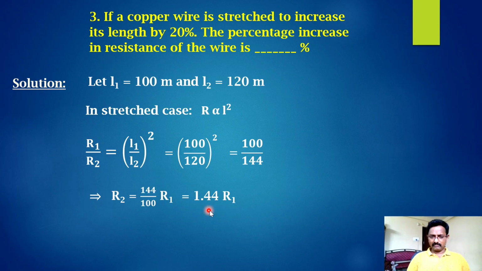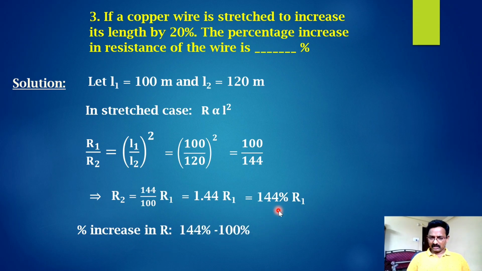So if you multiply with 100, we will get 144 percentage of R1. Now percentage increase in resistance, that is 144 percentage of R1 minus 100 percentage of R1. That means 144% minus 100%, that is equal to 44%. So the answer is 44%.